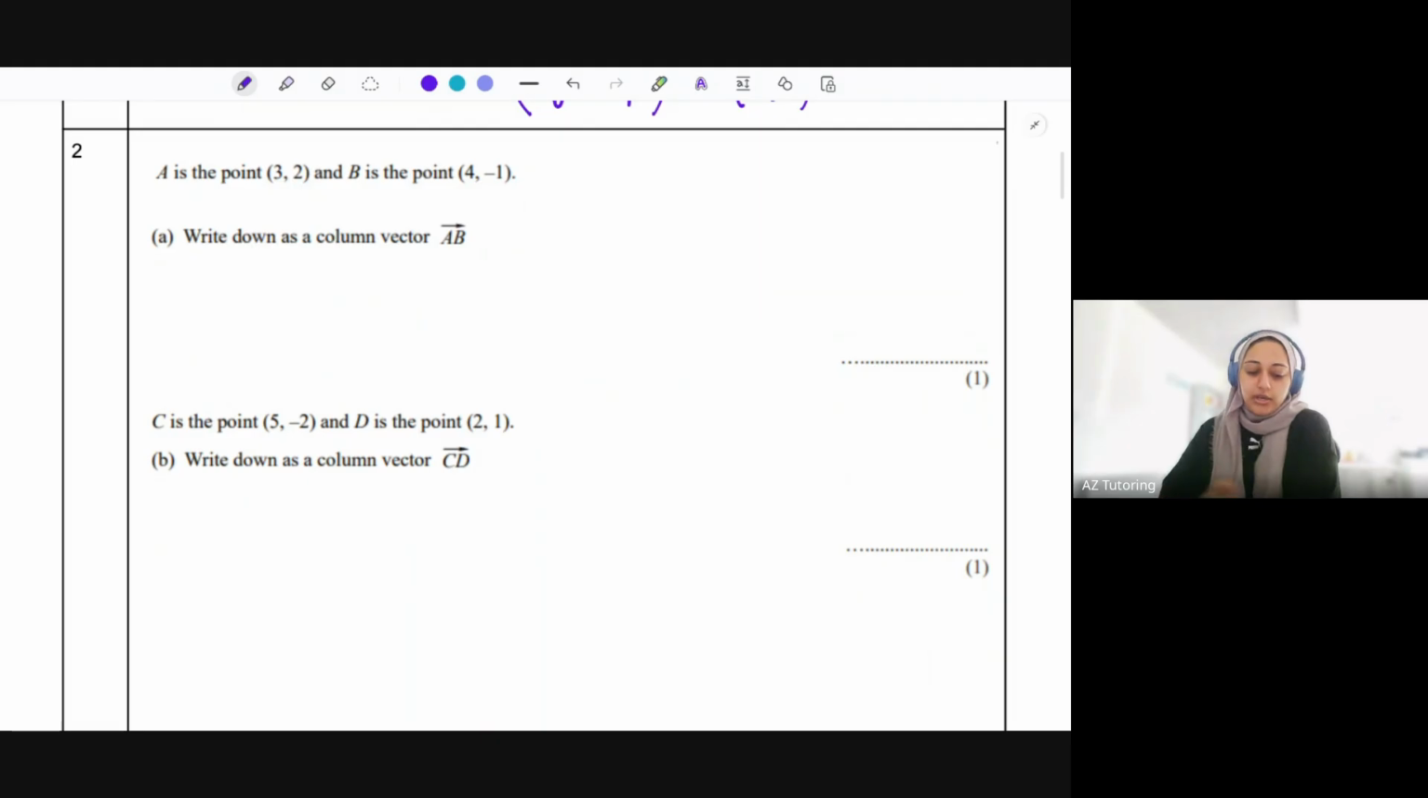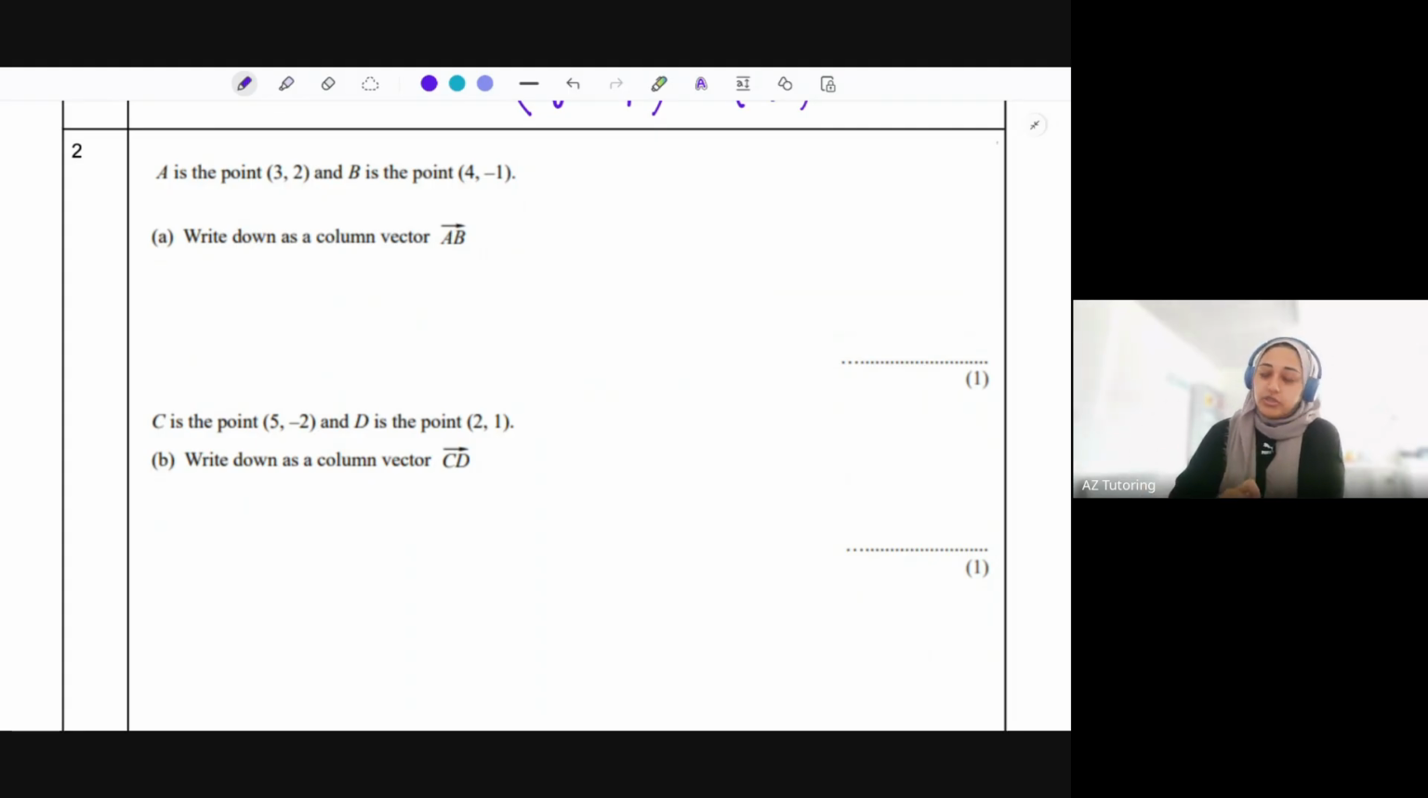Okay, question 2. A is the point (3, 2) and B is the point (4, -1). So they've given us coordinates. Write down as a column vector A to B. So how do we get from A going to B? That's what the arrow means on top.